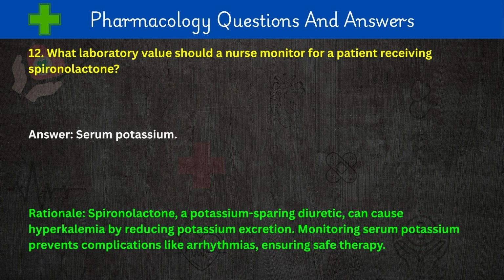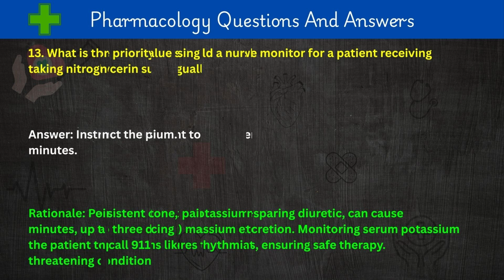12. What laboratory value should a nurse monitor for a patient receiving spironolactone? Answer: serum potassium. Rationale: spironolactone, a potassium-sparing diuretic, can cause hyperkalemia by reducing potassium excretion. Monitoring serum potassium prevents complications like arrhythmias, ensuring safe therapy.